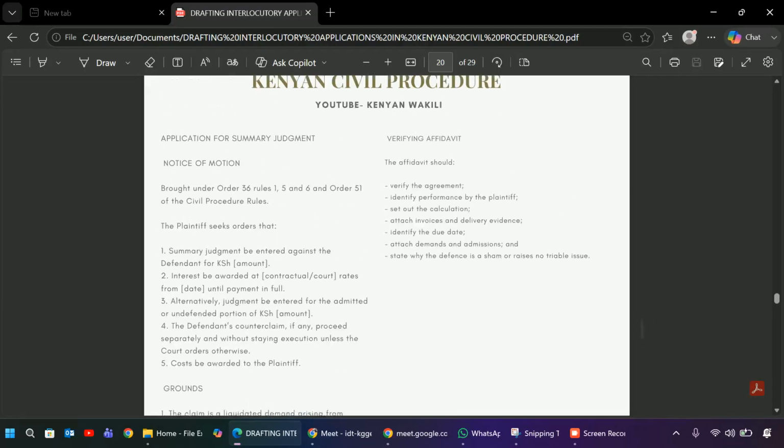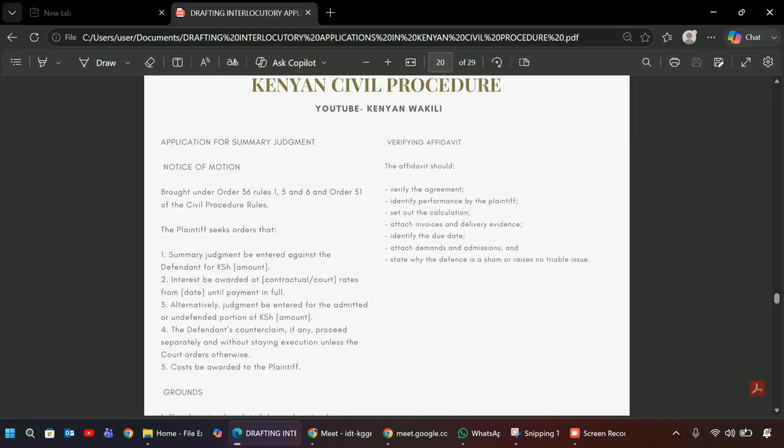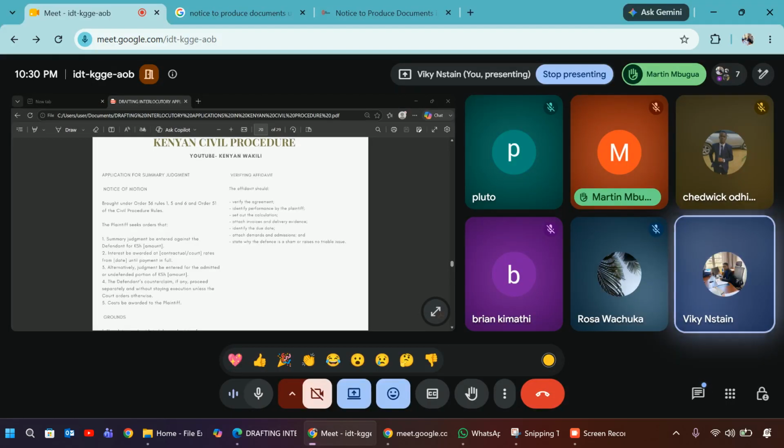So you do a verifying, is it verifying or supporting? Supporting affidavit. So the affidavit should verify the agreement, identify performance by the plaintiff, set out the calculation, attach invoices and delivery evidence, identify the due date, attach demands and admission, and state why the defense is a sham or raises no triable issue. Pluto, do you do verifying or supporting?